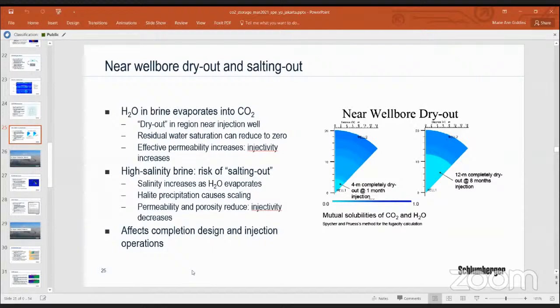And of course, this may increase the effective permeability and improve the injectivity. However, if you have high salinity brine, you also have this risk of salting out because as the water evaporates, the salinity increases. You then get halite precipitation, causing scaling, permeability and porosity reduce, and that can reduce the injectivity. So this kind of phenomenon needs to be considered when you're thinking about completion design and injection operations.